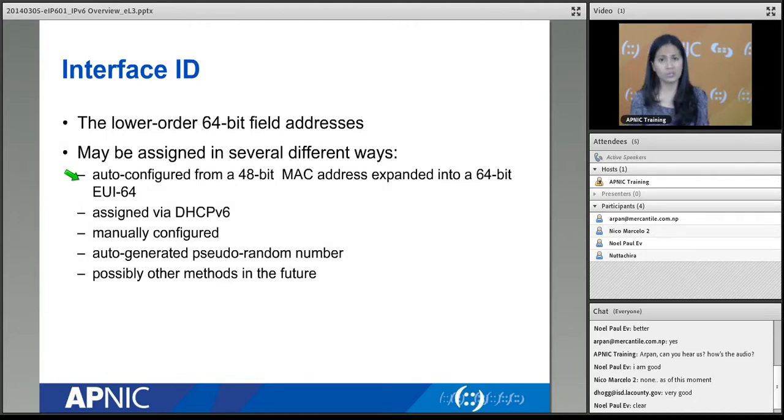If you're using Linux, I think the default is still using EUI-64, but you can always switch to either one of these. You just need to execute some commands there. All right, so that is your interface ID.